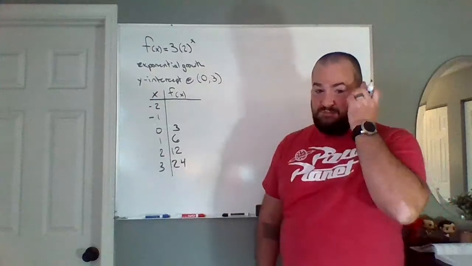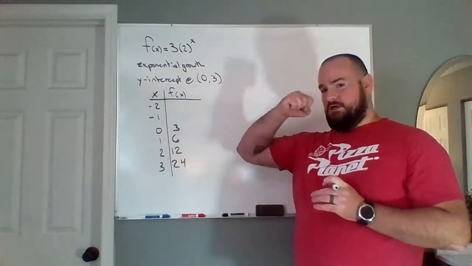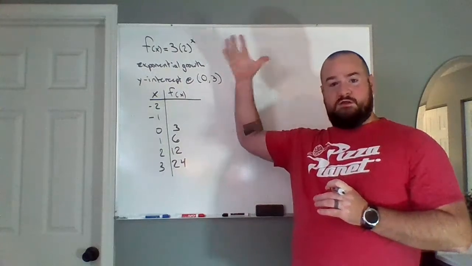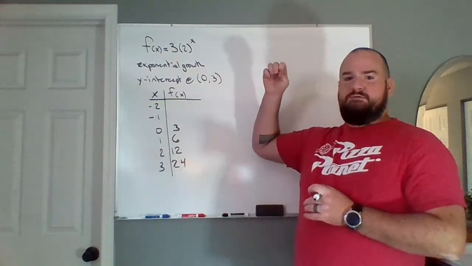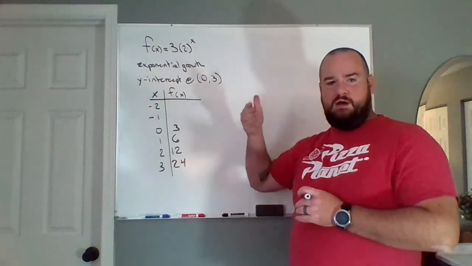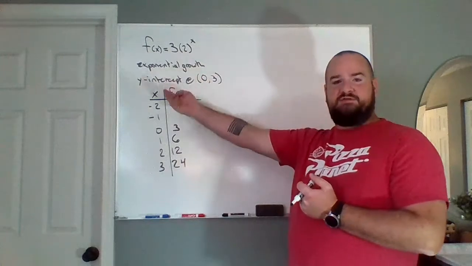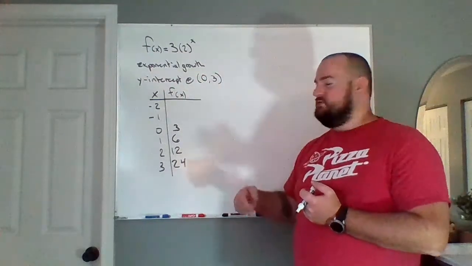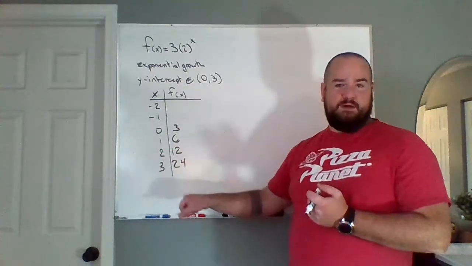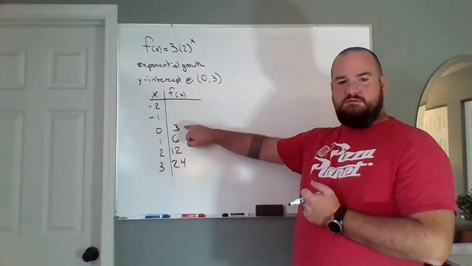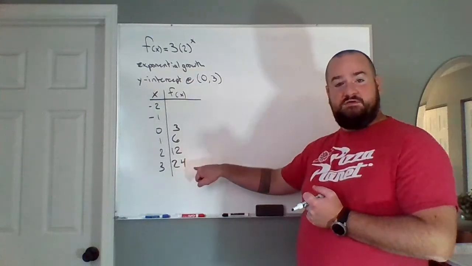Now, I want you to notice something here. Remember when we talked about these functions, a whole few minutes ago? We said that if x goes up by 1, we multiply by b. Our b here is 2. So if x goes up by 1, we should be multiplying by 2. Let's see if that happened. Go from 0 to 1, 1 to 2, 2 to 3. Those all go up by 1. So start at 3. 3 times 2 is 6. 6 times 2 is 12. 12 times 2 is 24.